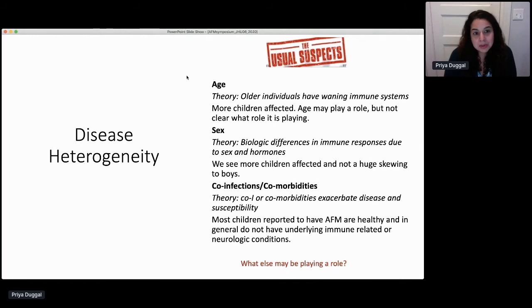And what's fascinating with AFM is that we actually don't seem to have children with underlying health conditions, whether they be immune-related or neurologic, that are the ones that end up paralyzed. Instead, parents report that their children were very healthy overall, and yet they had it. So some of these usual suspects are also not playing a role.